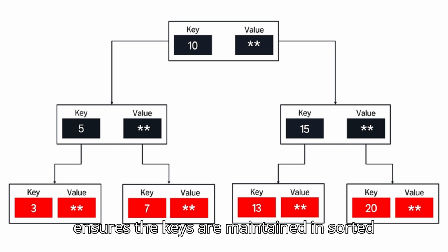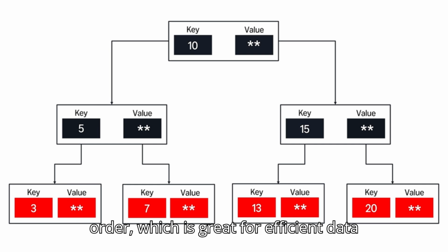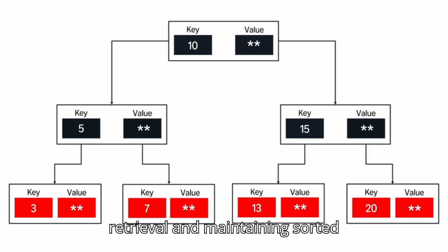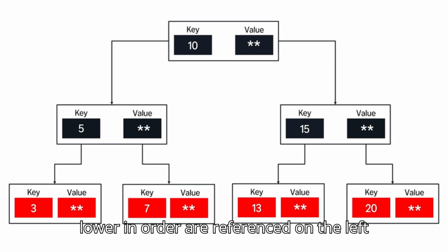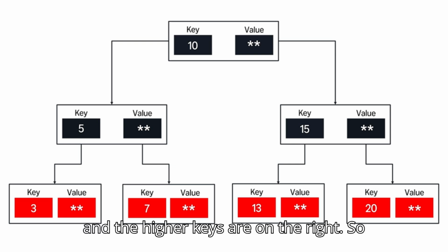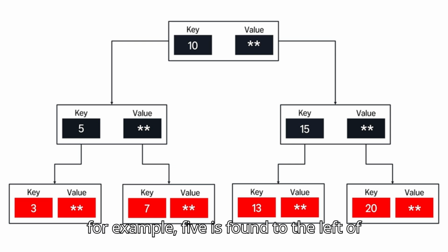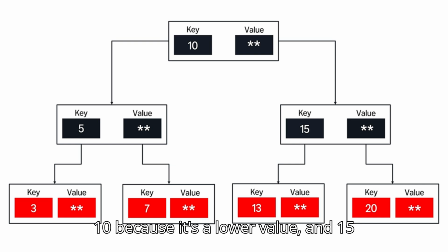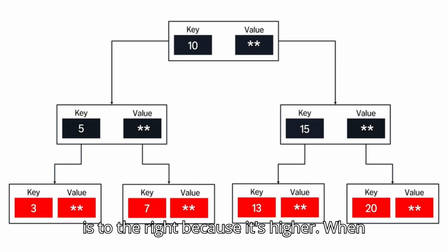This structure ensures the keys are maintained in sorted order, which is great for efficient data retrieval and maintaining sorted sequences. In the tree, the root is the entry with the key of 10. Keys lower in order are referenced on the left, and the higher keys are on the right. So, for example, 5 is found to the left of 10 because it's a lower value, and 15 is to the right because it's higher.